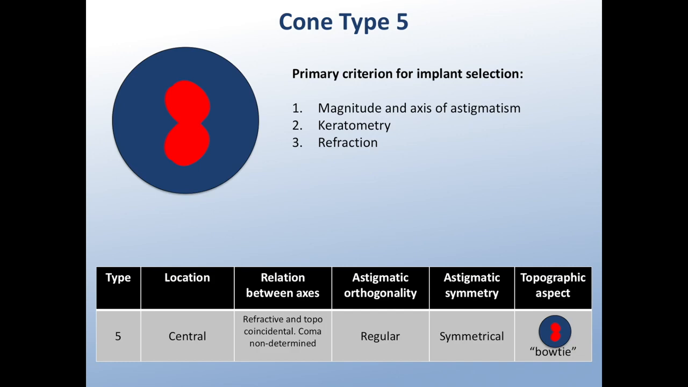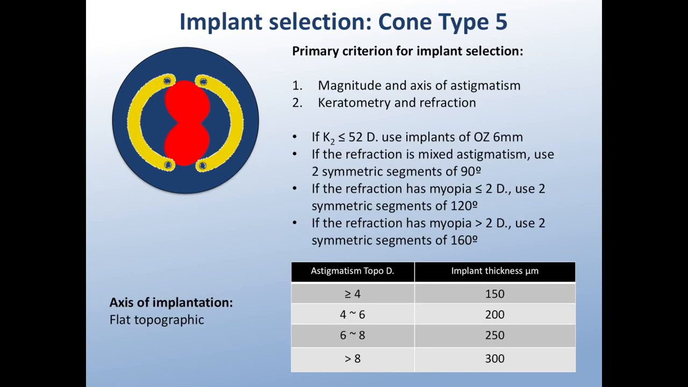Keratoconus with phenotype 5, also called bow tie, is a keratoconus whose characteristic is to present a very symmetrical small hourglass astigmatism. It has a central localization. The relationships among the axes are of the coincident type between the refractive and topographic, and the comma is non-determined. The orthogonality of astigmatism is regular, and symmetry is symmetrical. In this type of keratoconus, it is obvious that we must act, above all, on the astigmatism, so we must implant 2 rings that embrace the small hourglass.